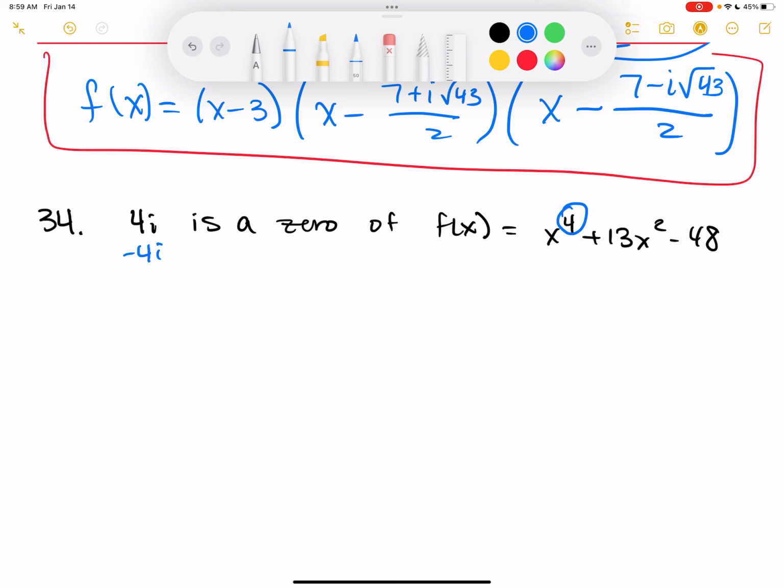Ow. Alright, so 4i is going in the box. But it's not real, doesn't matter. Alright, that was weird. What numbers go here? 1, 0, 13, 0, negative 48. I mean, that's not right.